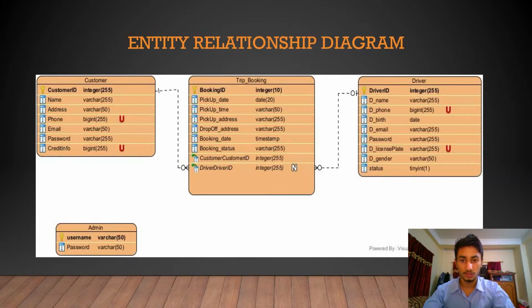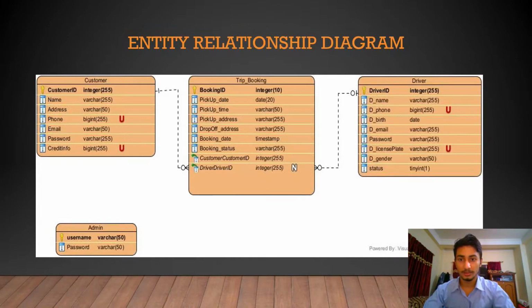In this table as well, I have used phone number and license plate as the unique key, so it cannot match with any other driver in this table. I have used the admin table to store the admin credential information, and I have used the cardinality between customer and pre-booking as one to many, because a customer could exist without making any bookings, but a booking cannot exist without a customer, and a customer could make many bookings.